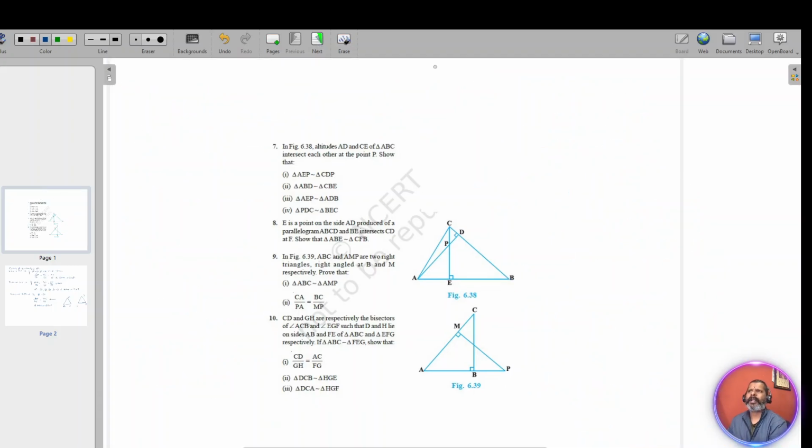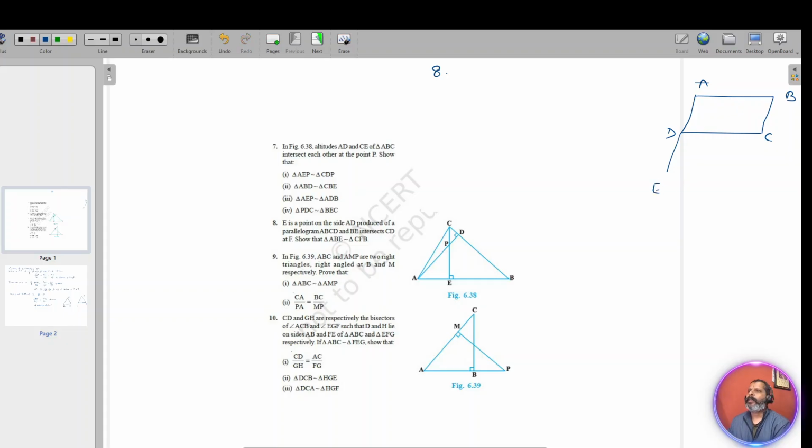Eighth one. It is similar but lengthier only. Seventh one done. Okay. Let's see the eighth one. E is a point on the side AD produced of a parallelogram ABCD. Means there's no figure. We just draw the figure here. Okay. ABCD. Now read the problem. E is the point on the side AD produced. Means you produce the AD here. AD produced means you produce this to E.